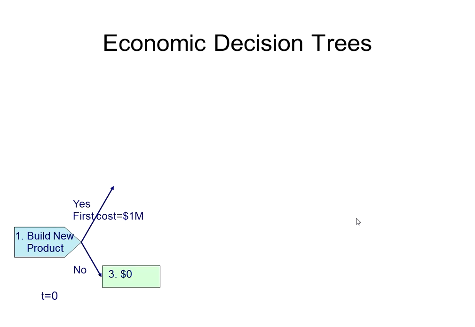So here's an example of a decision tree. We build a new product in time 0. We can either decide to build it or not build it. So if we don't build the new product, we get a revenue of 0. If we do build, then we're going to incur the first cost of 1 million.